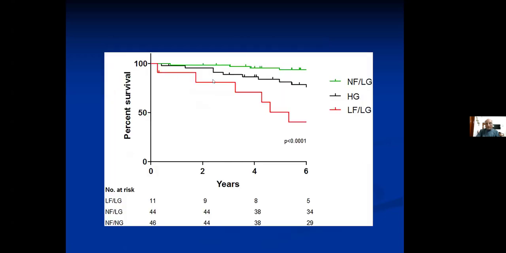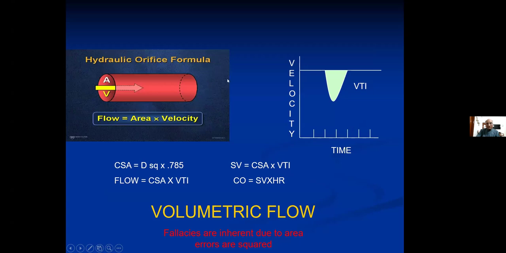And they also found that those patients who had a low flow, low gradient had less survival as compared to those who had a normal flow and a low gradient. And it is very easy to calculate. You take the cross-sectional area of any structure and multiply it by the VTI of the LVOT, and the diameter can be converted into cross-sectional area by the formula diameter square into 0.785, and you multiply it with the VTI.